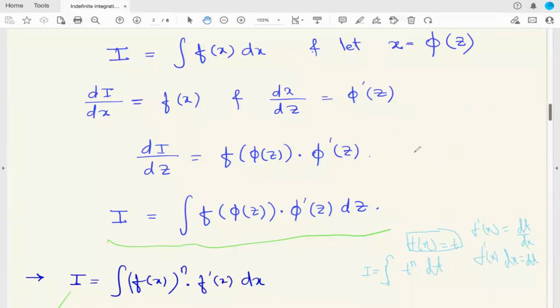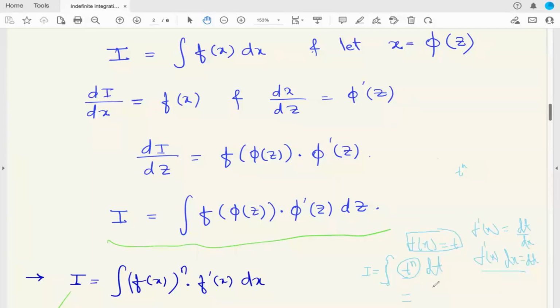So when we write that, f dash x, and when we multiply both sides by dx, we get f dash x dx, so the integral of t to the power n dt. And when we integrate it, this is our favorable form, t to the power n. This was just a complex integrand. We converted it into a simple, favorable integrand by the method of substitution.